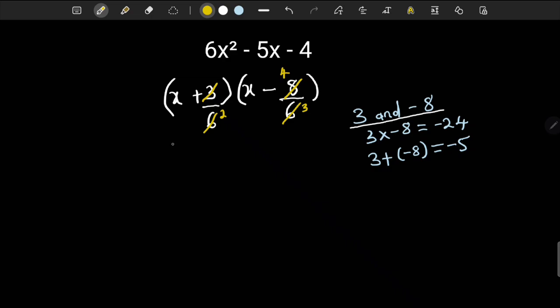So let's write our bracket here. So we have x plus 1 out of 2, bracket close, open bracket, x minus 4 out of 3.